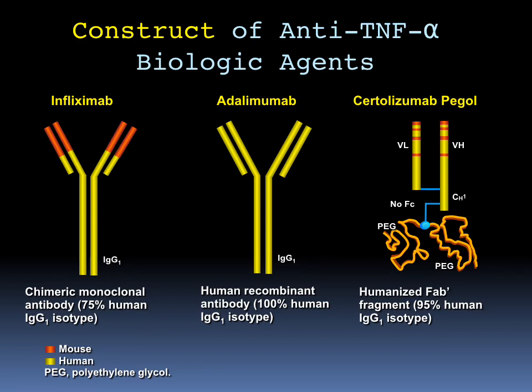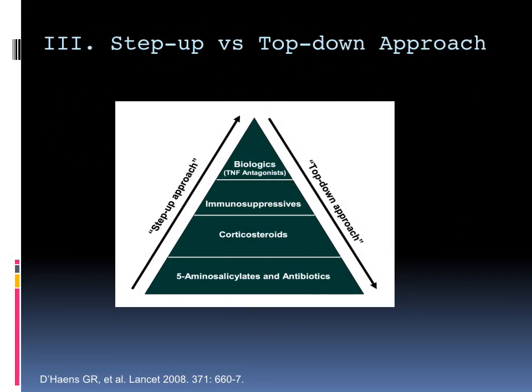The second generation anti-TNF was fully humanized. Unlike the first generation, which was intravenous, the second generation was fully humanized and given subcutaneously every 2 weeks. And then the third and fourth generations of anti-TNF have tried to modify the therapy.